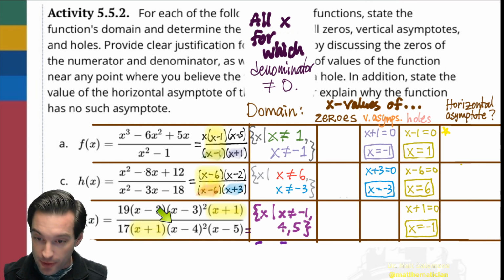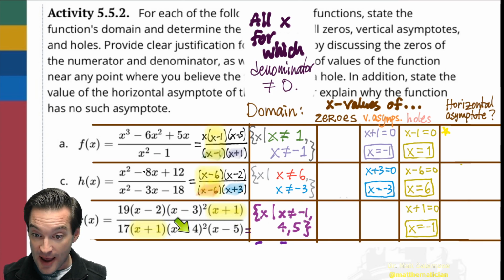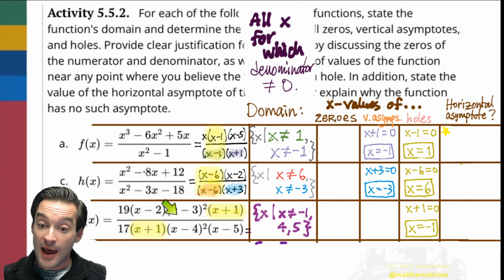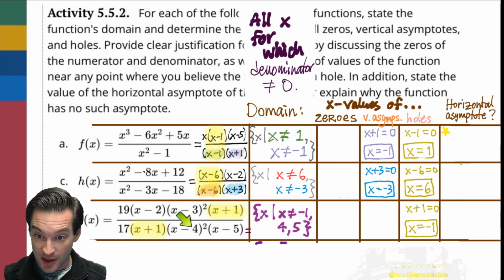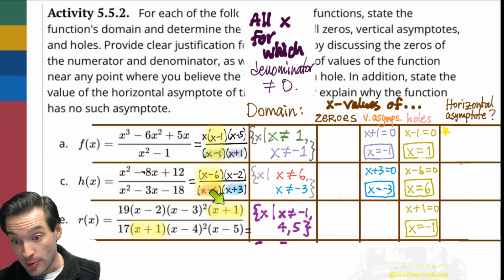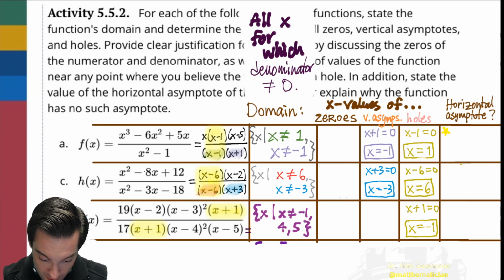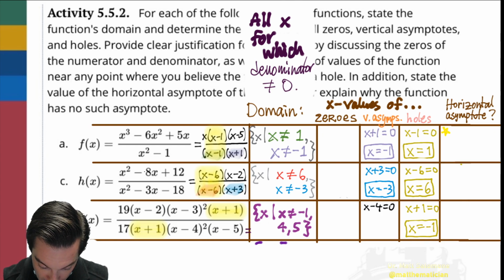Finally, our third example here actually has two factors in the denominator which are becoming 0 at places where the numerator is not becoming 0. So when x minus 4 becomes 0, the denominator becomes 0, but the numerator doesn't. And when x minus 5 becomes 0, the denominator becomes 0, while the numerator does not. So we end up with two vertical asymptotes for this function. X minus 4 is equal to 0, and so x is equal to 4 is one of them. And the other is where x minus 5 is equal to 0.